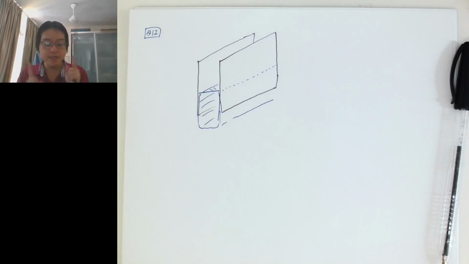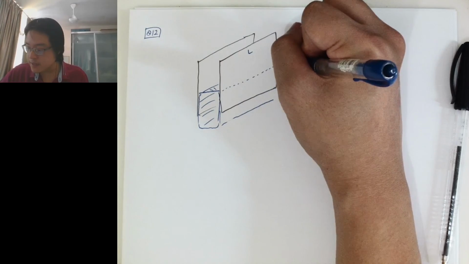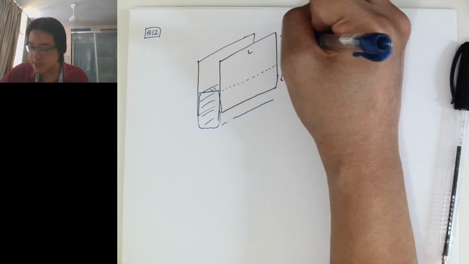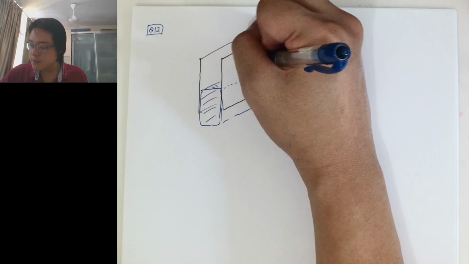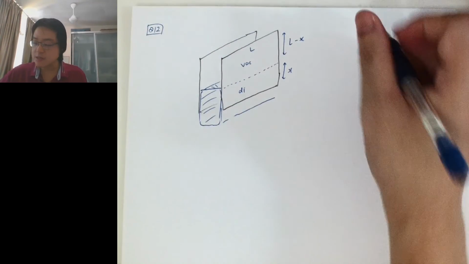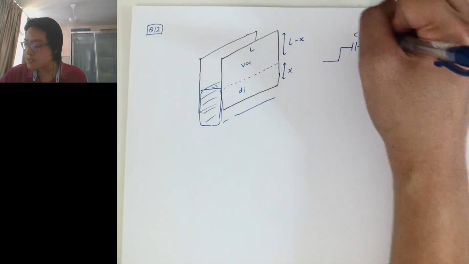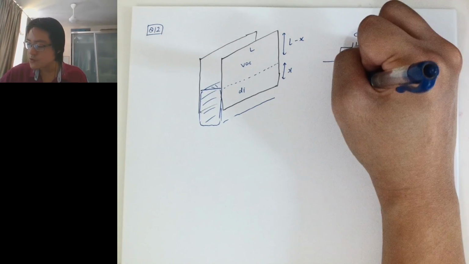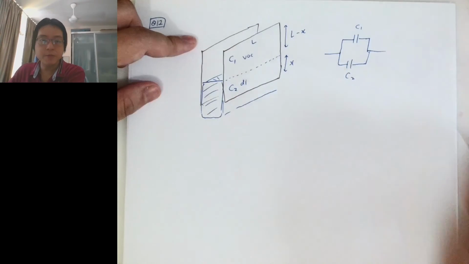We can treat this like capacitors in parallel. The length here is L, this part is X, and this part shall be L minus X. So this is a vacuum capacitor, and this part has a dielectric. I can treat this as capacitors in parallel. This part will have C1, and this part will have C2.